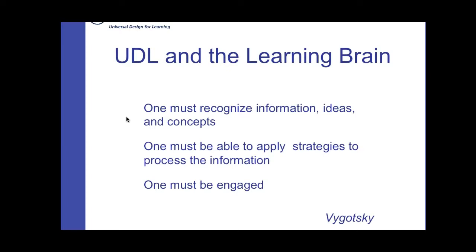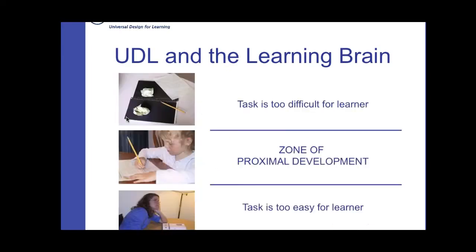These are the three tenets, very simple. People must recognize information, people must be able to apply it, and people must be engaged. So why do we see this problem? Well, there's three ways. We can see that the task is too difficult. That's an obvious one. But then there's that zone of proximal development.